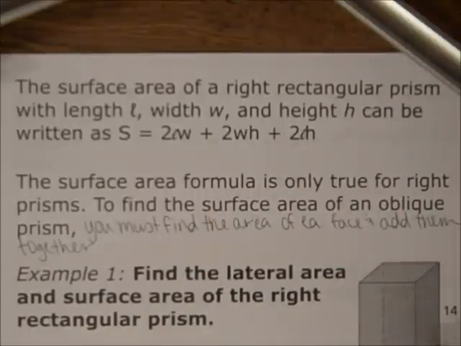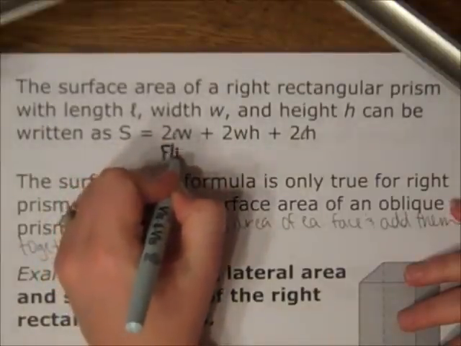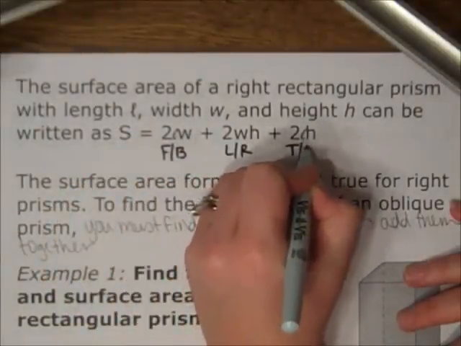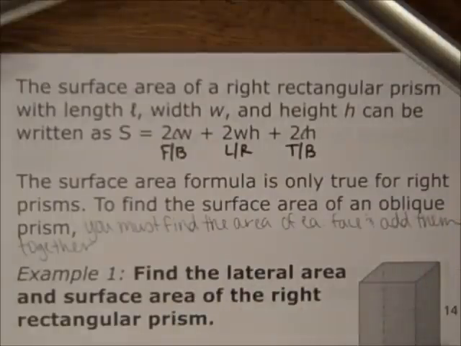What this is equivalent to is this could be the front and back, this could be the left and right, and this could be the top and bottom. So as long as you have 2 of every combination, you have all 6 faces, and then you don't have to worry about who's the base, who's this, who's that, if you don't want to.